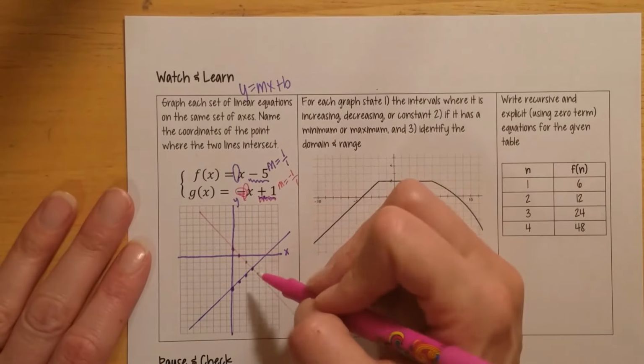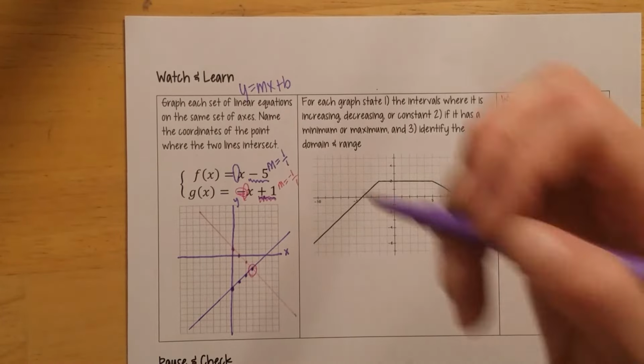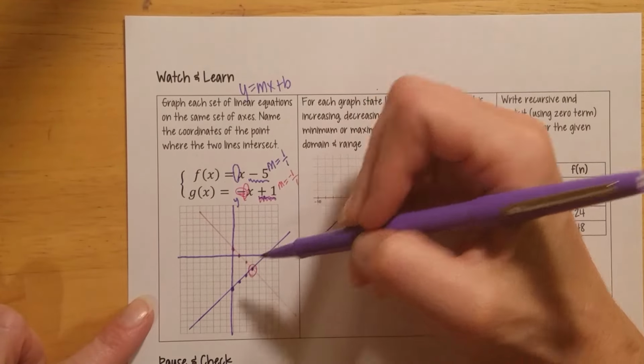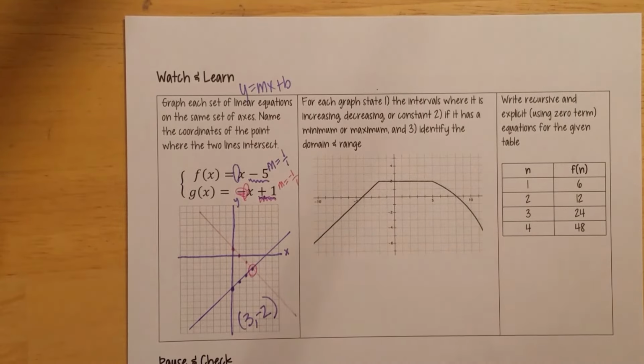Okay, and you can see right here, this is my point of intersection. So now all I'm going to do is I'm going to write it as a point. And this is the point 1, 2, 3, 1, 2. So it's 3 and then down 2, so -2. So that's the point of intersection.